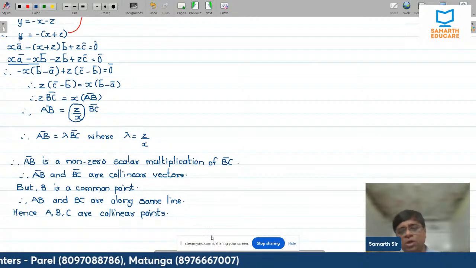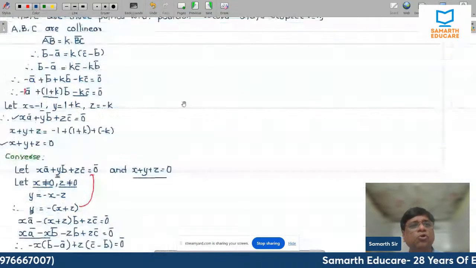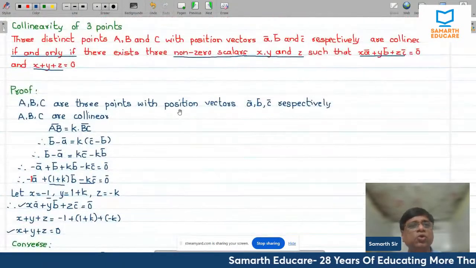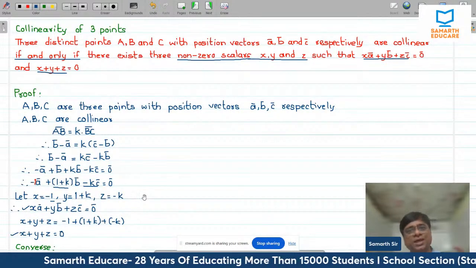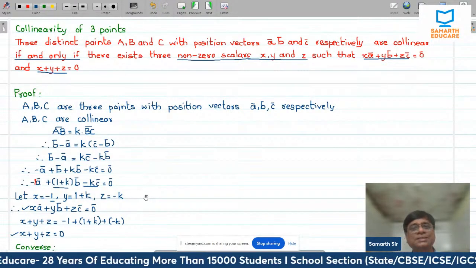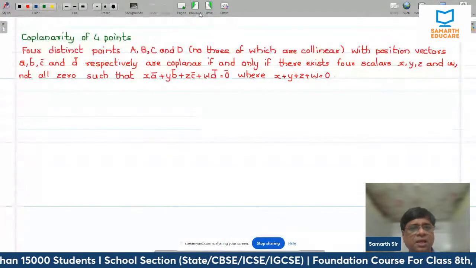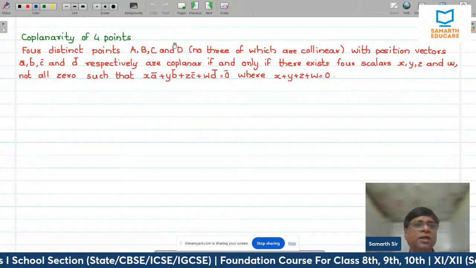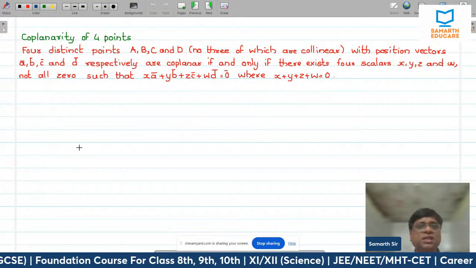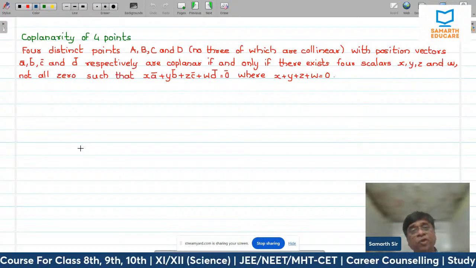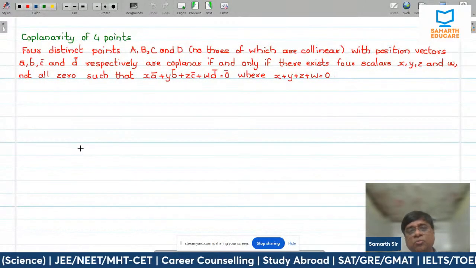Okay. Now remember that vectors is a chapter. What we are doing now, I am explaining it conceptually, but at the same time you have to remember that you have to write this in the exam. So the only way out is just practice. Write it 2 times, 3 times, 4 times, 5 times, right? The next step is coming: coplanarity of 4 points. Coplanarity of 4 points, 4 distinct points A, B, C, D, of which no 3 points are collinear, because if 3 points become collinear then it is also a problem.